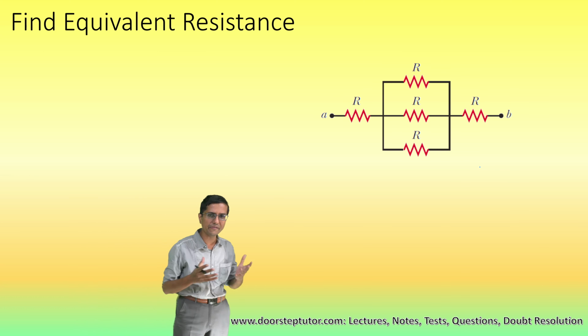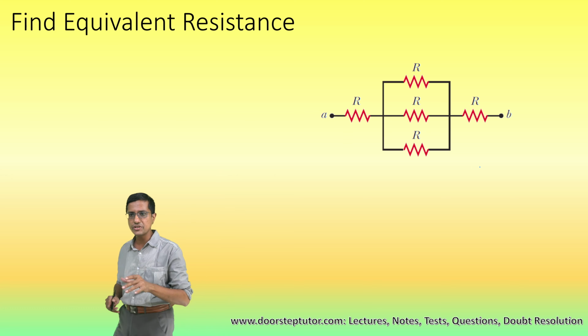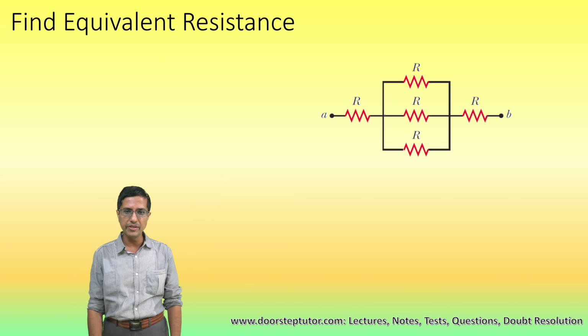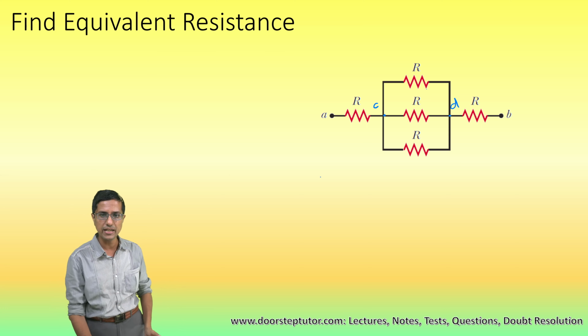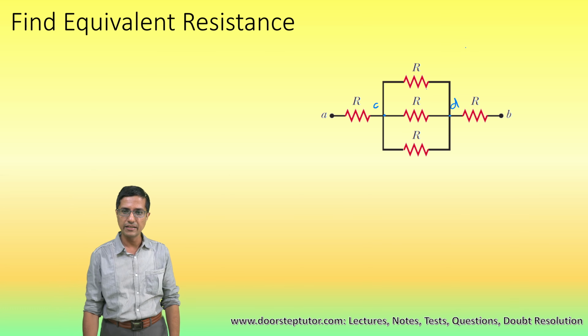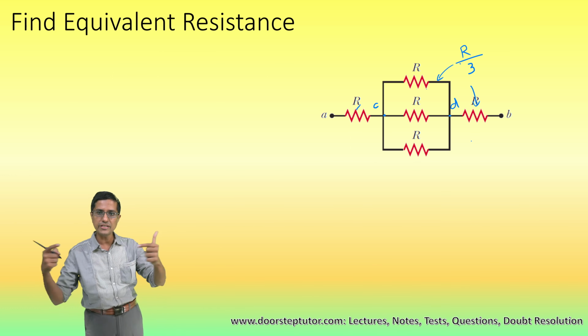Now here is another very simple example. We'll again do it systematically. We'll just name these nodes as C and D, and because all of these three resistances are between the exact same two nodes C and D, therefore they have to be in parallel, and their equivalent resistance will come out to be R/3. Okay, so now this R/3 resistance and then this resistance R are in series because the same current flows through them.